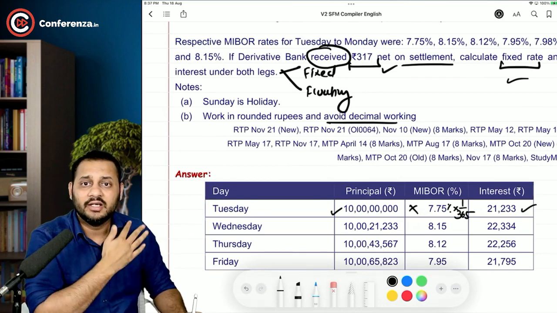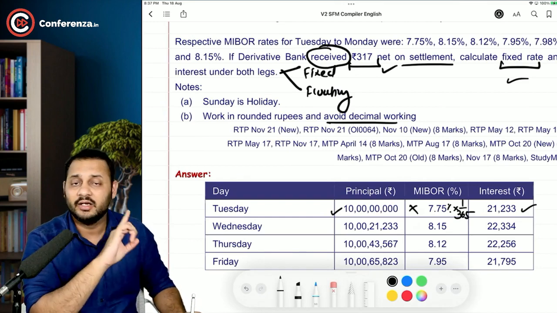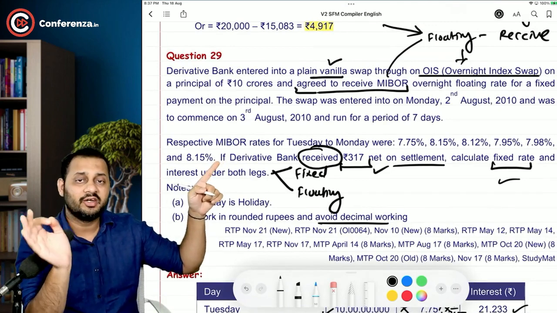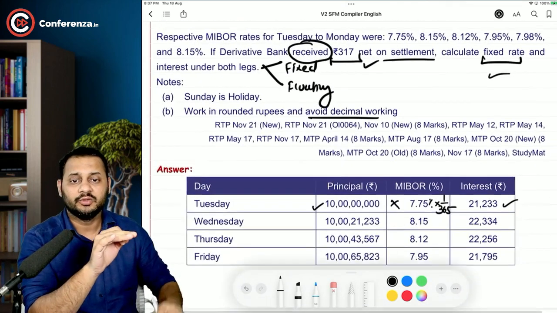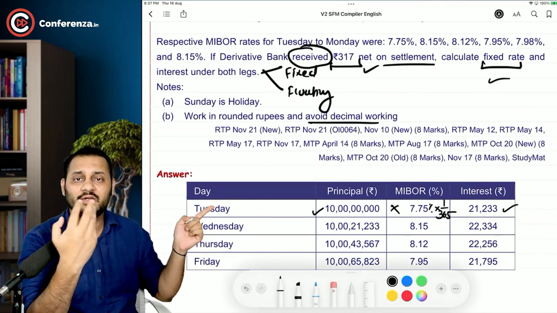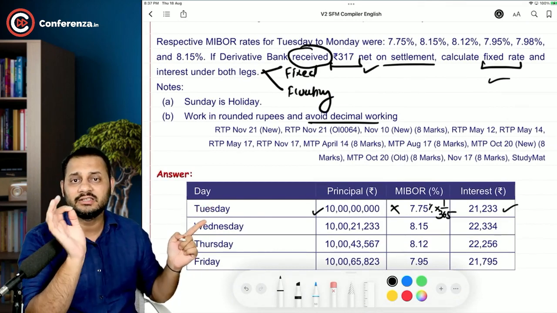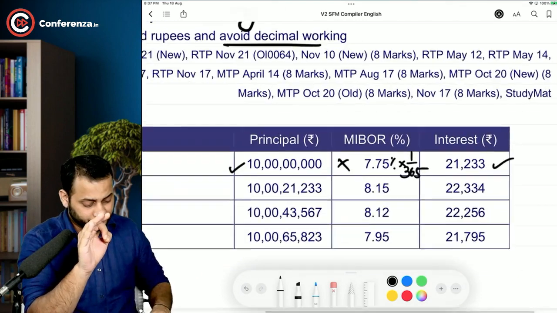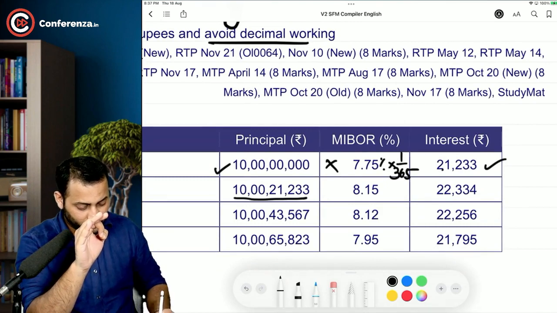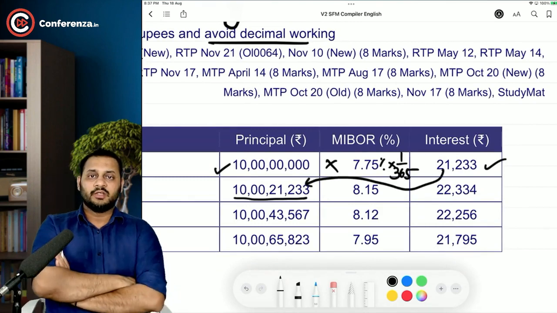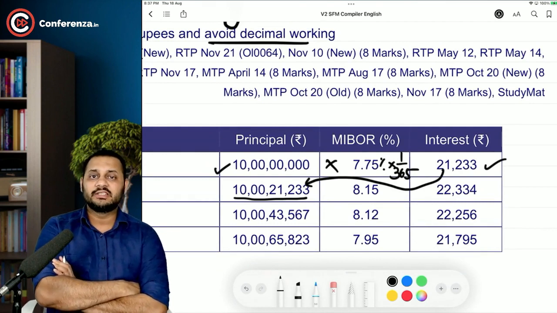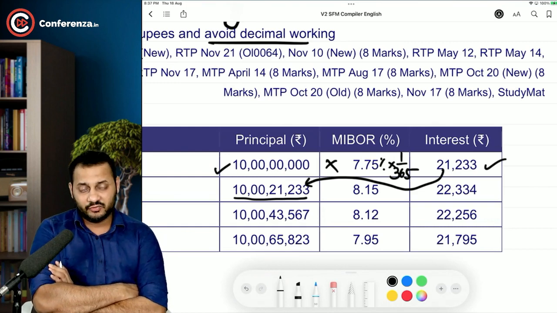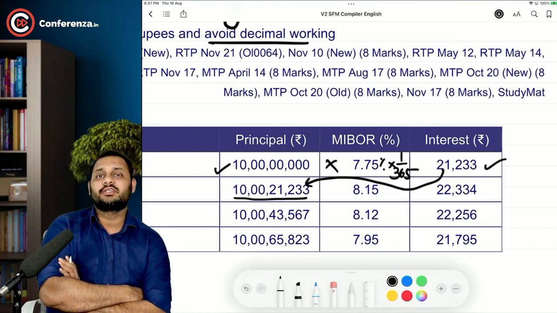This is the amount that the derivative bank is supposed to receive, but it has not received that amount. It has received the settlement after 7 days, that too only 317 rupees. So did we receive this much of the amount? No. So what will happen on the very next day? The next day, this floating rate receipt is to be calculated on the compounded value: 10 crore plus 21,233. Next day, the interest will be calculated on the principal plus the previous interest which was not paid by the other party. And since it was not paid, we are again going to calculate the interest on that.